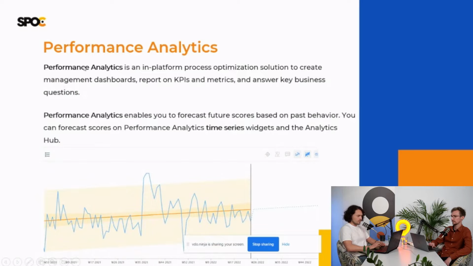So performance analytics is a ServiceNow plugin that can be used to present the data that you have collected inside of your ServiceNow instance. It's a great tool to show you the trends and to make some basic analysis of your data.